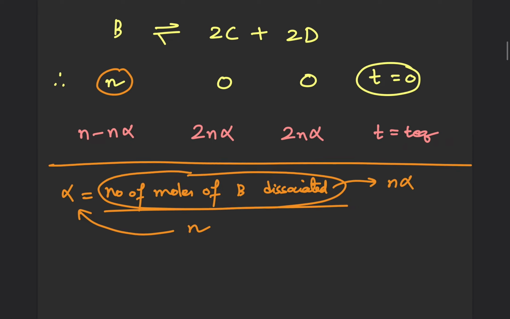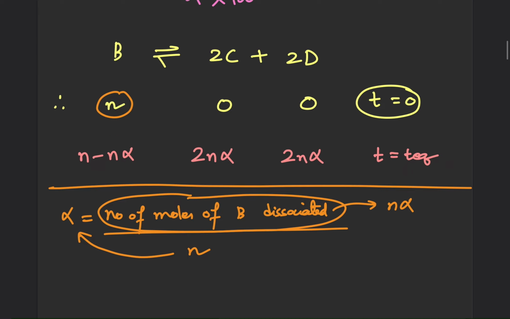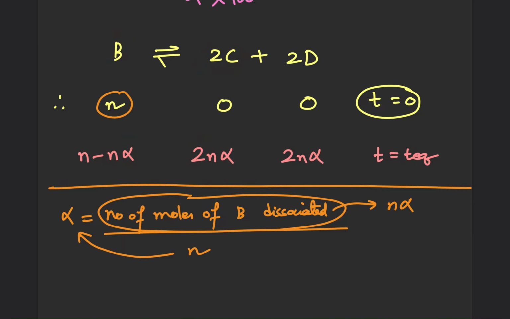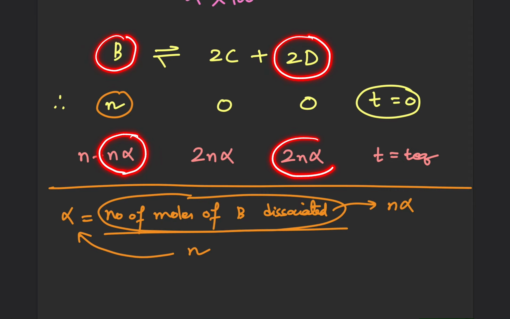Okay, and you can see 1 mole of B gives 2 moles of C. So N alpha of B would have dissociated to give me 2N alpha of C. Similarly, you can see 1 mole of B gives me 2 moles of D. So N alpha moles of B would have dissociated to give me 2N alpha moles of D.